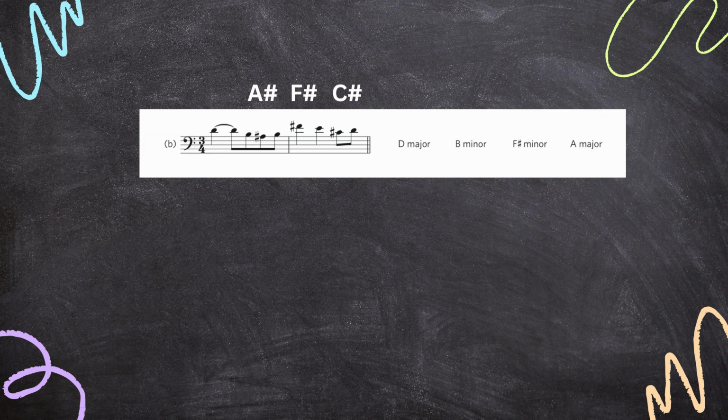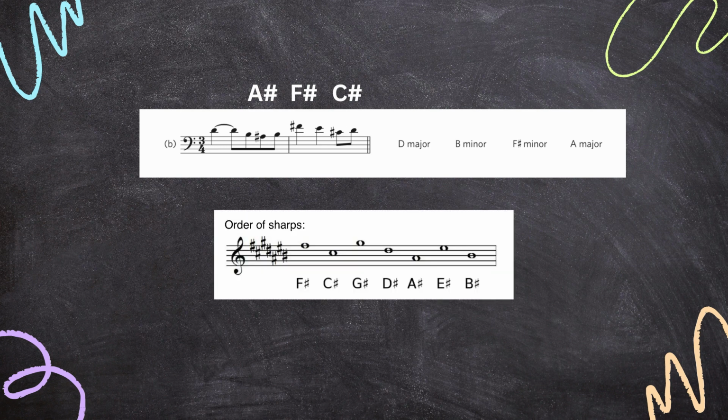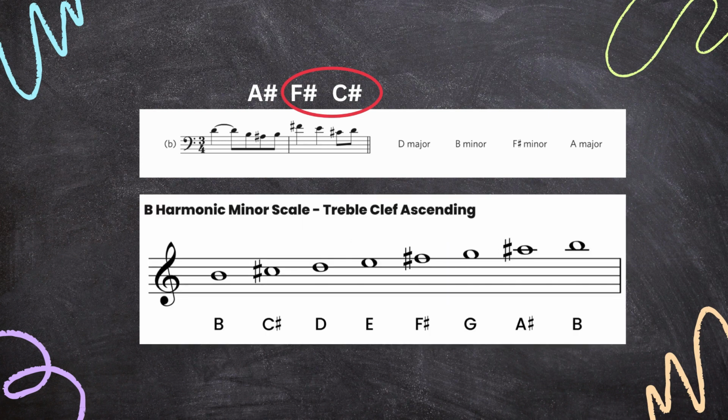In question B, there is an A sharp, F sharp, and C sharp. We can then refer to the order of sharps. It seems like it is in D major, which has an F sharp and C sharp. However, there is an A sharp here. It is very likely that it is in a minor key. In the harmonic minor scale, the 7th note has to be raised a semitone. In B minor scale, the 7th note is A. Here the A is sharpened, so B minor is the correct answer.